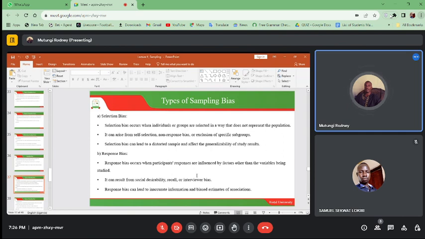Then response bias is also another form of sampling bias. And in this case, participants might be influenced by factors other than the variables being studied, and it can result from social desirability, which we looked at last time, whereby someone answers or responds to a question so as to make you feel happy, or for you not to judge them harshly. So someone might not be employed, but they will tell you that I'm employed so that you do not look at them in a very bad way. Okay. So that will be social desirability.